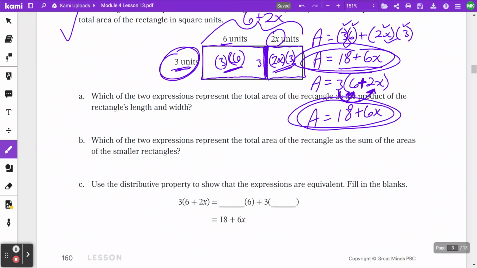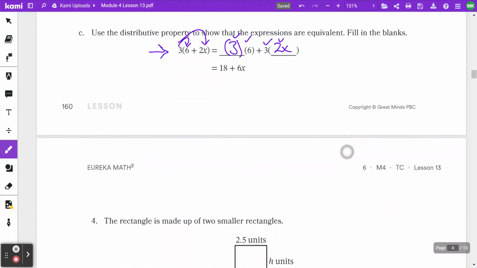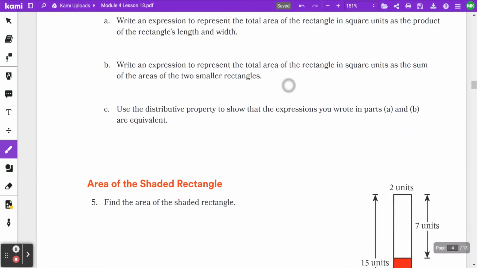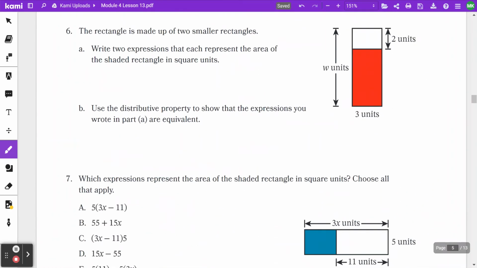Okay. Now, if we were to fill in some things down here, there we go. We have the 6 times the 3, and the 3 times the 2x. There you go. So there's the 3 being distributed, the 3 times 6, there it is, and the 3 being distributed to the 2x, the 3 times the 2x. Okay? All right, moving along. Let's see, what else did I check off to work?